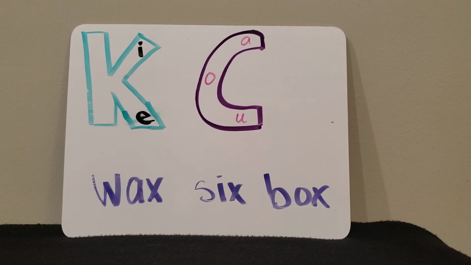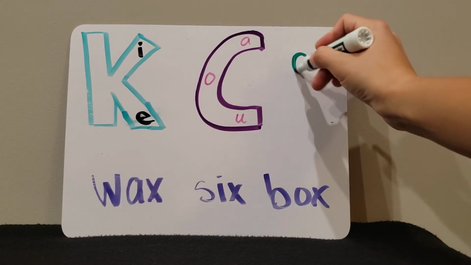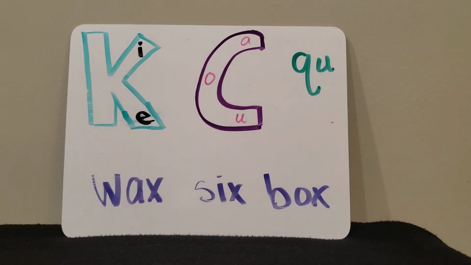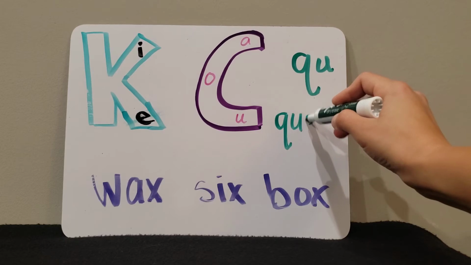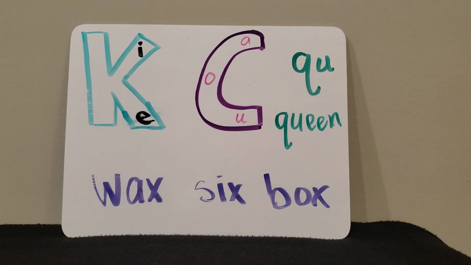Okay? And Q, the only blend Q has is QU, like I wrote on the board before. QU. That's the only blend for Q. So Q will always have the letter U after it. After that, we can add another letter. For example, queen. You would spell that queen. But after Q, the only letter that you will see is U.